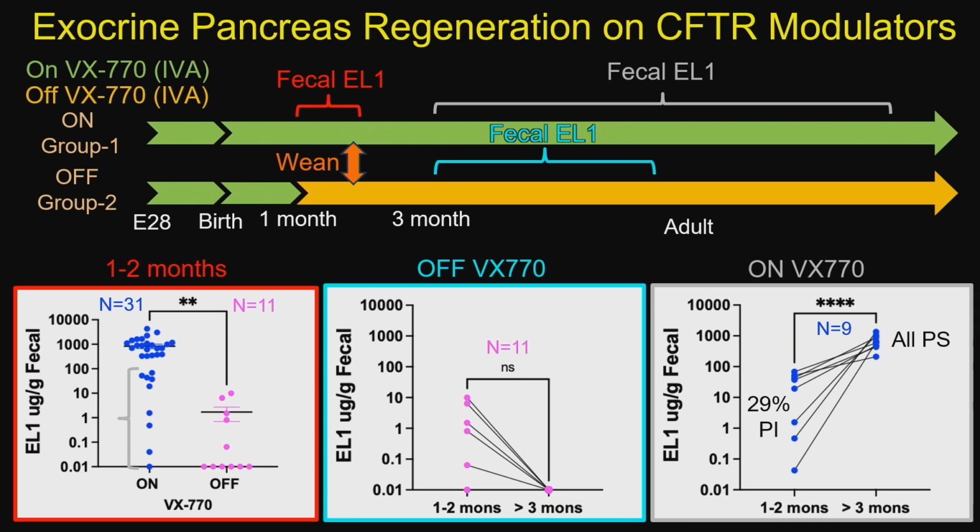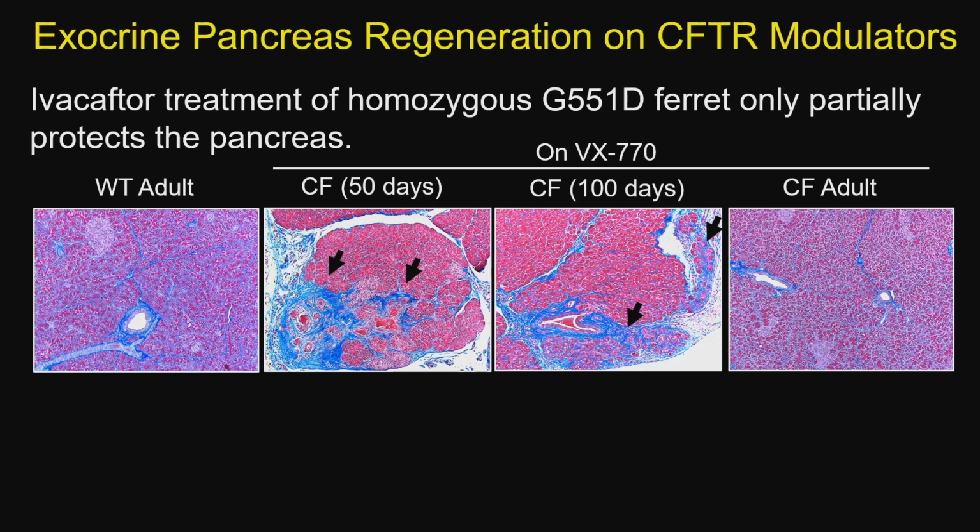What was interesting is this group here was transiently pancreatic insufficient across the weaning period. They came back as adults and they all became pancreatic sufficient, very significant. So what's the take home for this? Well, the CFTR modulators are not 100% protective of the pancreas, at least in a ferret.